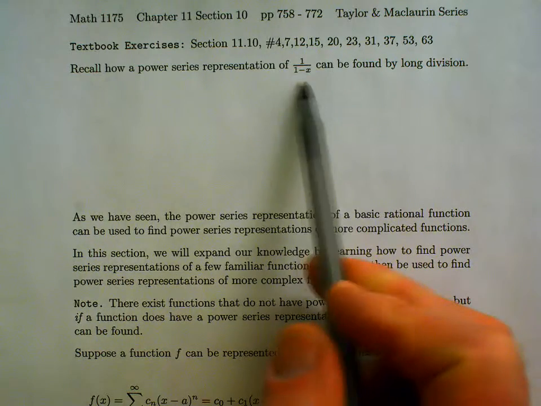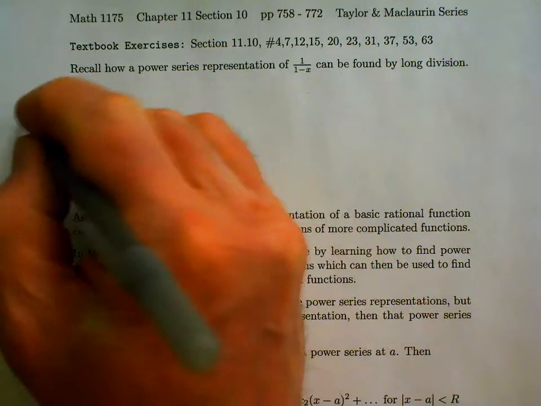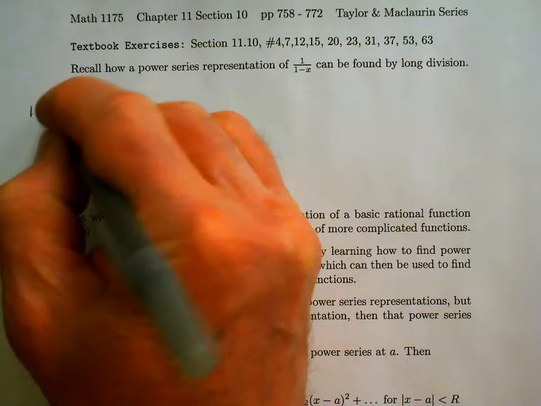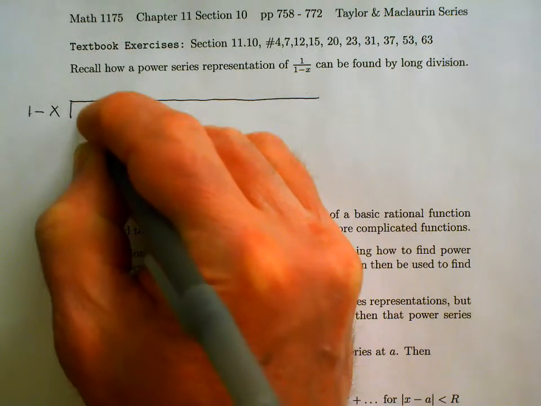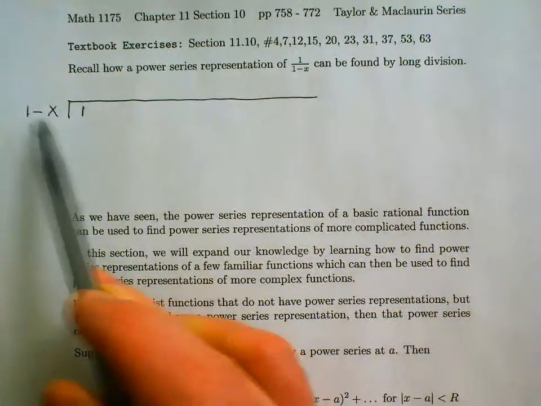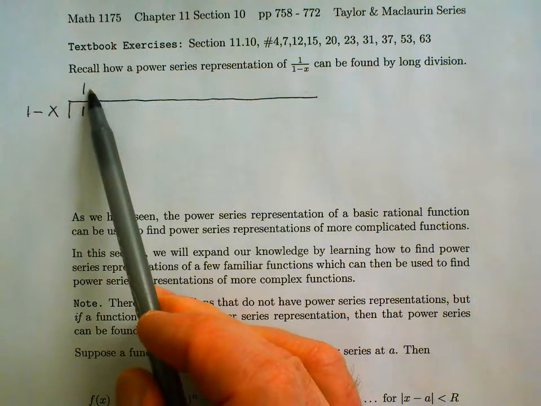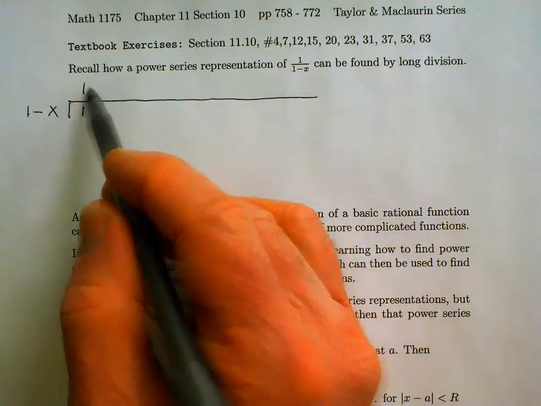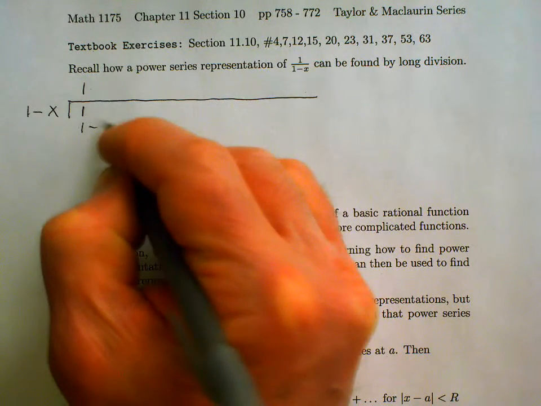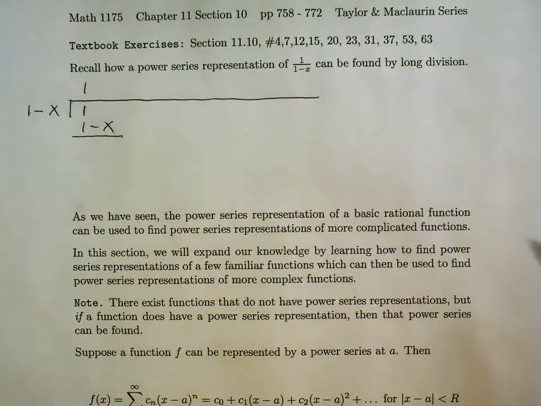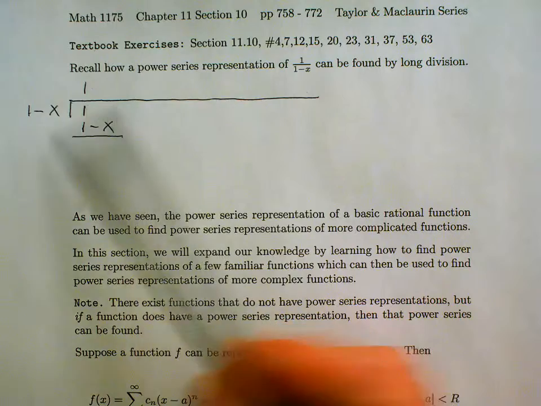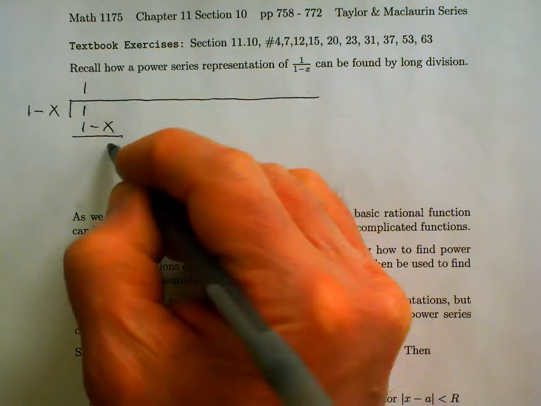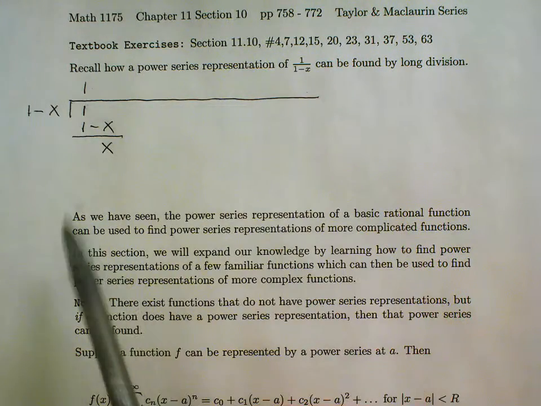The denominator 1 minus x, we divide that into the numerator. 1 goes into 1 one time. Then multiply 1 times the divisor, and we get 1 minus x. And then we subtract. 1 minus 1 is 0. 0 minus negative x is x. And then we start the cycle over again.